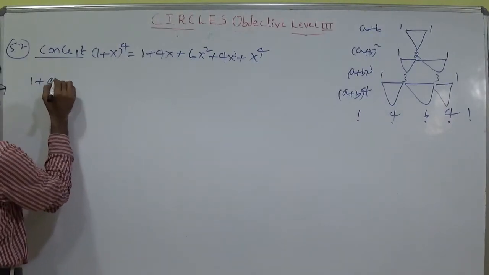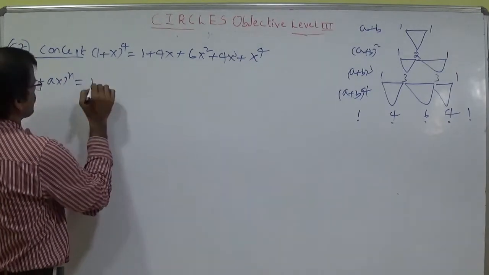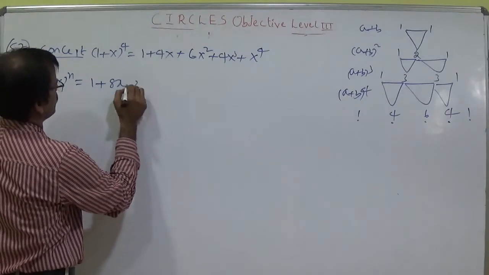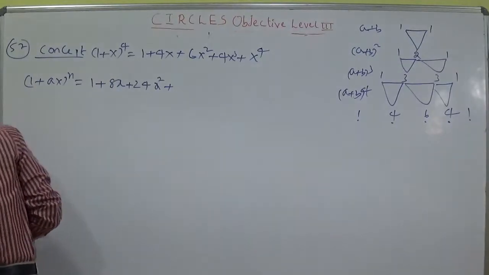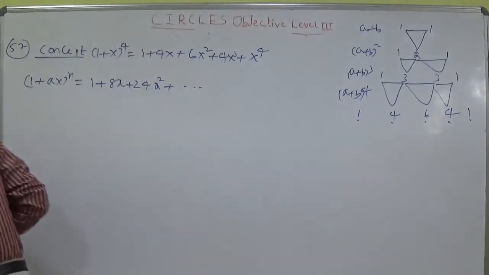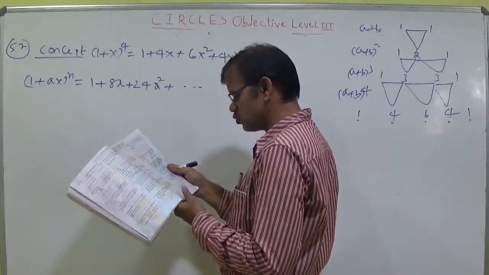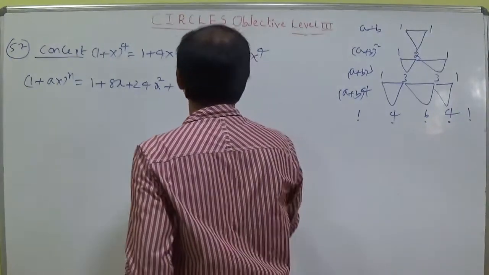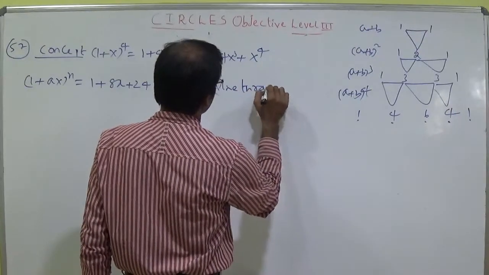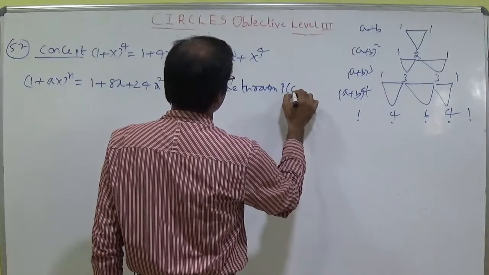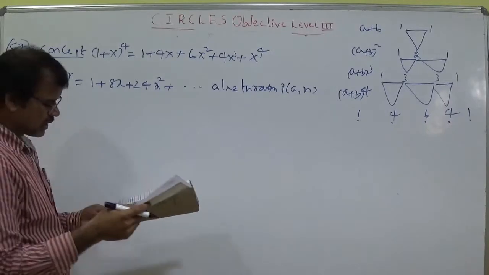1 plus ax whole power n is equal to 1 plus 8x plus 24x square plus so on. This is the expansion given. A line through P(a, n) cuts the circle in two parts. So the a and n values you should know.